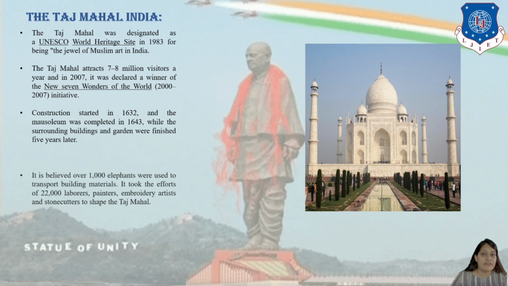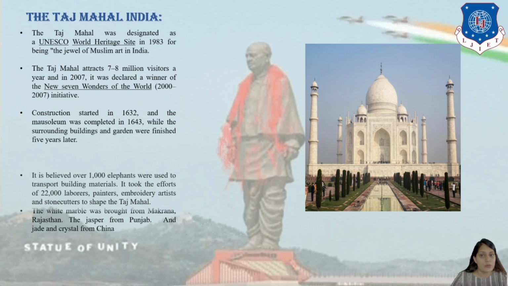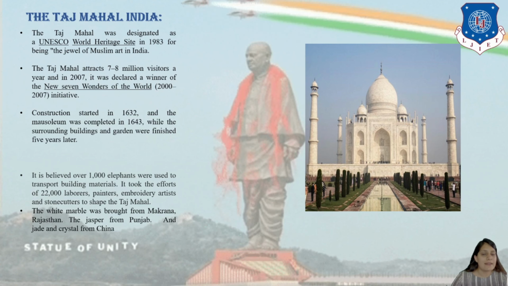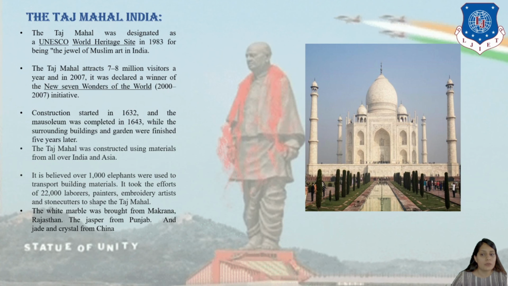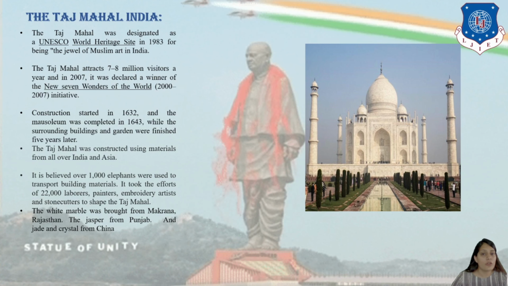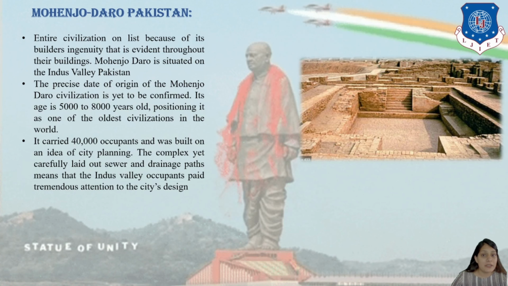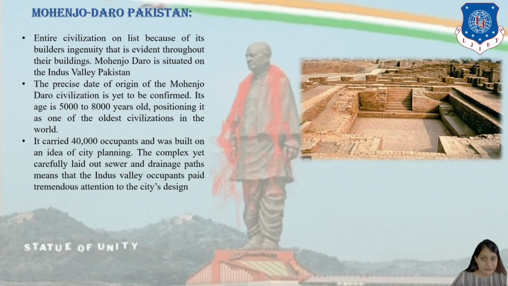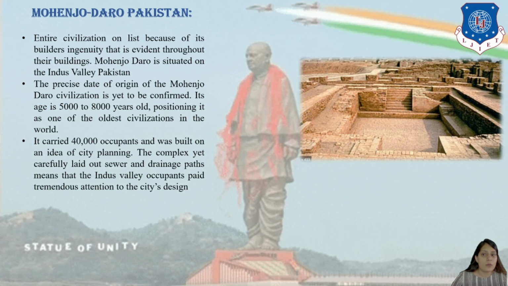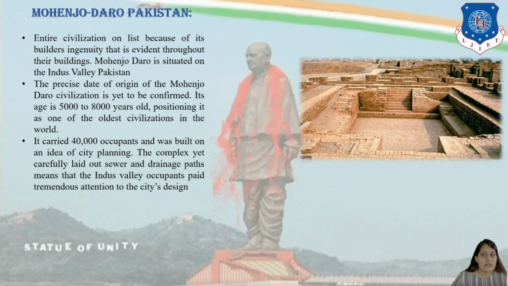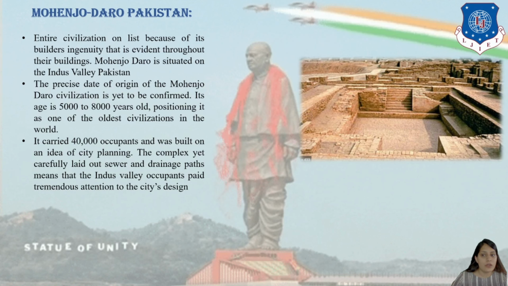Almost thousands of elephants were used for transporting the materials, and the Taj Mahal used materials from all over India and Asia, right? So the quality of material was very good during that period of time. Even Mohenjo-daro, which is in Pakistan, is a construction that is evident throughout the building.